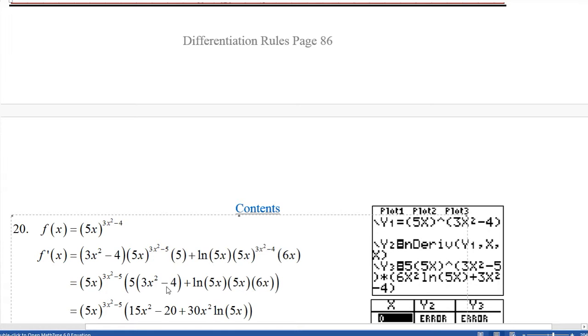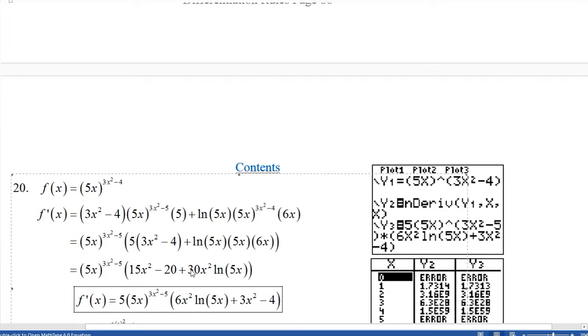Now notice these both still have a 5, so I'm going to go ahead and factor that out as well. I distributed it first: 5x squared minus 20, and this is 30x squared times ln of 5x. And then I noticed they both had a 5, so I factored that out front. I could have done it earlier, but I did it here. And then what does that leave?